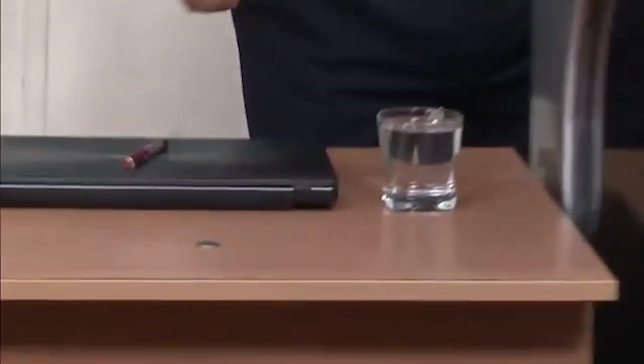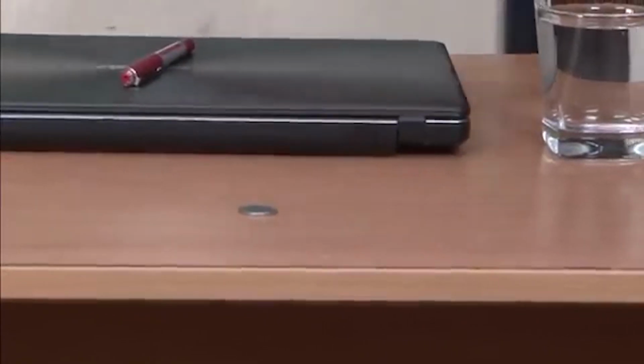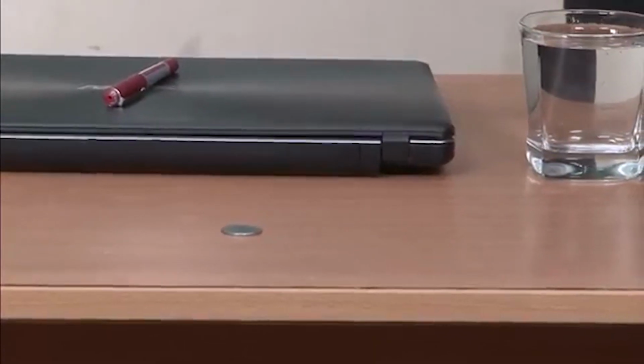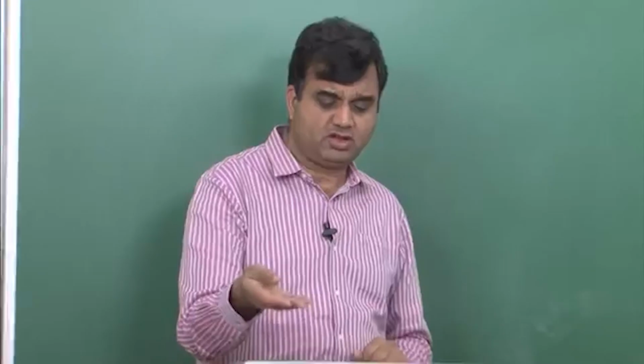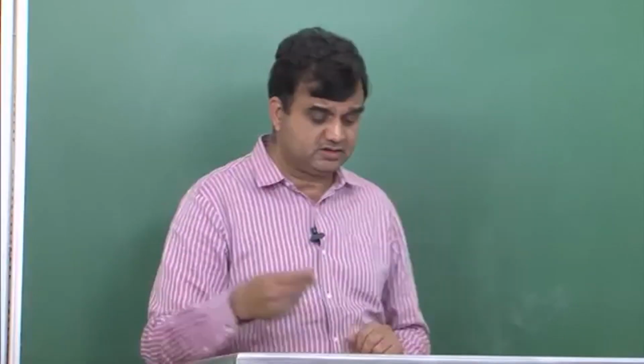I'll show it here. When you do the math, at least for this particular coin, because these coins come in different sizes, I calculated that the total pressure due to this 1 rupee coin when I place it on a table is something like 97 pascals, which is nothing, because you can very easily lift a coin and it doesn't press your finger. Now let's compare this 97 pascals to typical sound pressure levels generated by everyday sounds which I hear.